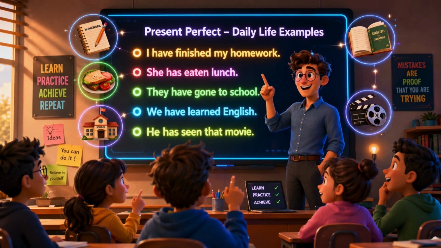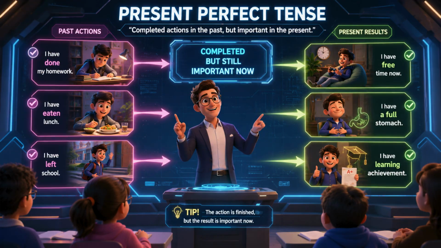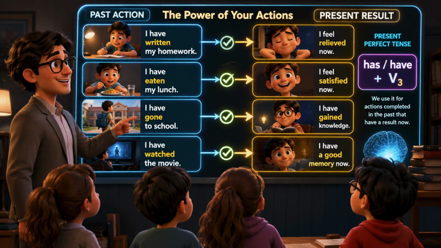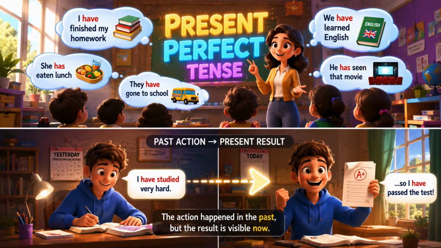Now let's understand the meaning behind these sentences. Finished homework means the work is done before now. Eaten lunch means the action is already completed. Gone to school means they have already left. Learned English means the learning is completed. Seen the movie means the movie was watched before. So what do we understand from this? All actions are completed in the past, but they are still important in the present. This is the main idea of present perfect tense. Once you understand this, you can use it very easily in daily English conversations.